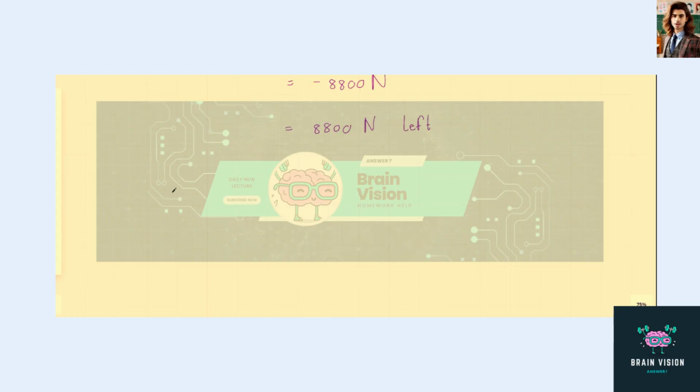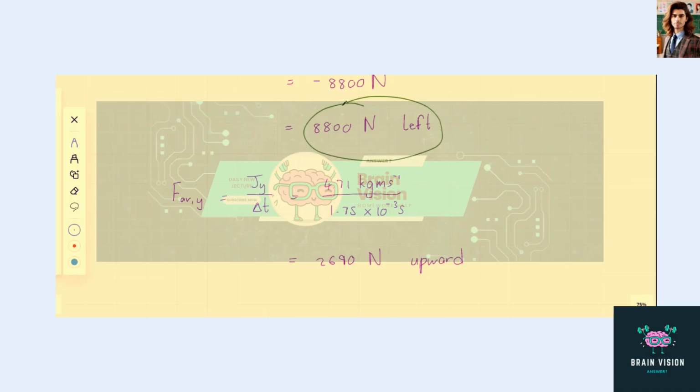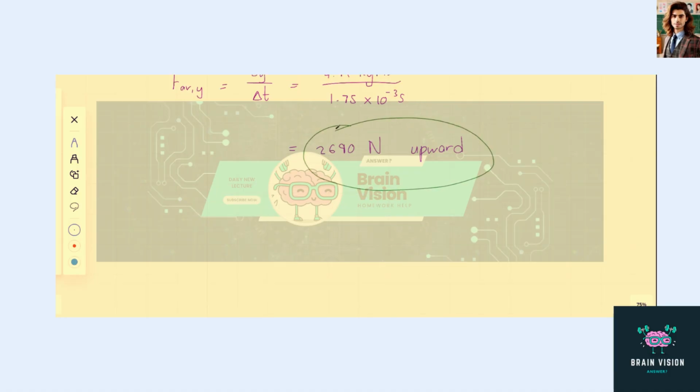Now we can similarly find the average force exerted on the baseball in the y direction, and this is the impulse in the y direction, Jy, again divided by delta t. This is 4.71 kg meter per second divided by the change in time, 1.75 times 10 to the minus 3 seconds. So calculating, we get this to be positive 2,690 newtons, which is 2,690 newtons upward. And so we have the x and y components of the average force exerted on the ball by the bat during collision.